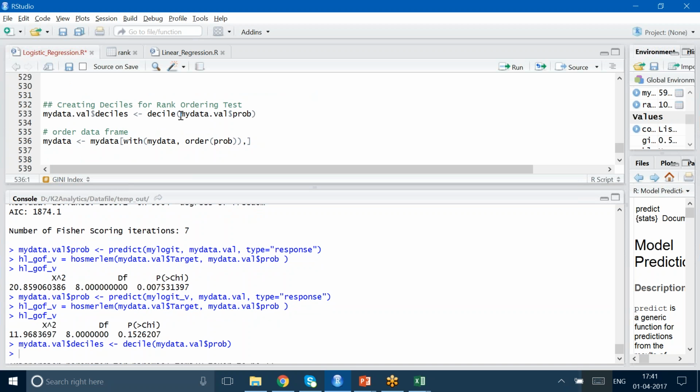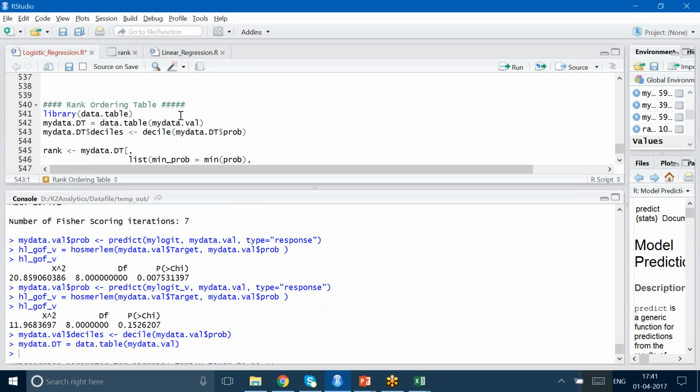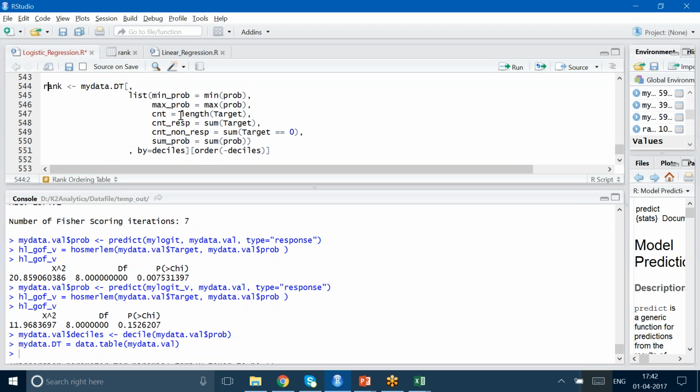What is this step? Order data frame I don't want. Then I'm creating this another table, my data dot dev. Instead of dev, I have to say val. Okay. So I'm creating a data table, and then using that data table for rank ordering. Let me also call this rank ordering rank underscore v.